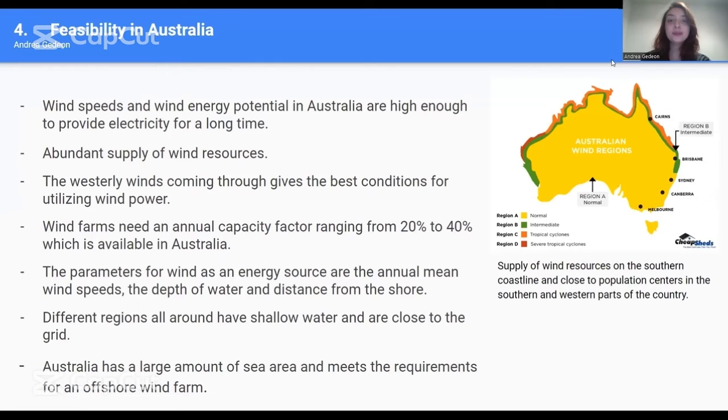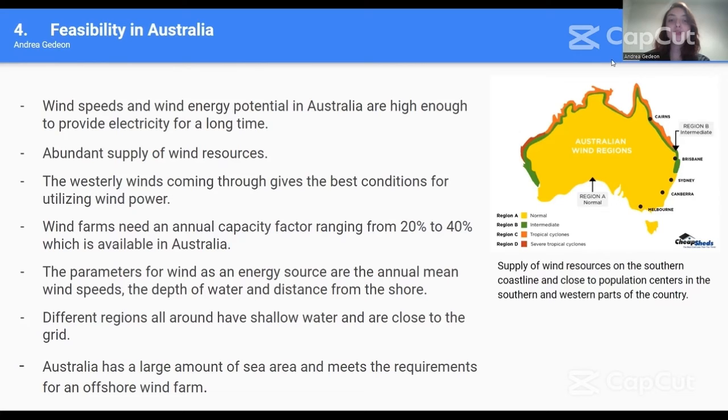There's enough wind energy potential to provide energy for a very long time. The westerly winds coming in give the best conditions for utilizing the wind power. Wind farms need an annual capacity factor ranging from 20% to 40% and sometimes more, which is available in Australia. The key parameters for wind as an energy source are the annual mean wind speeds, the depth of water, and the distance from the shore.